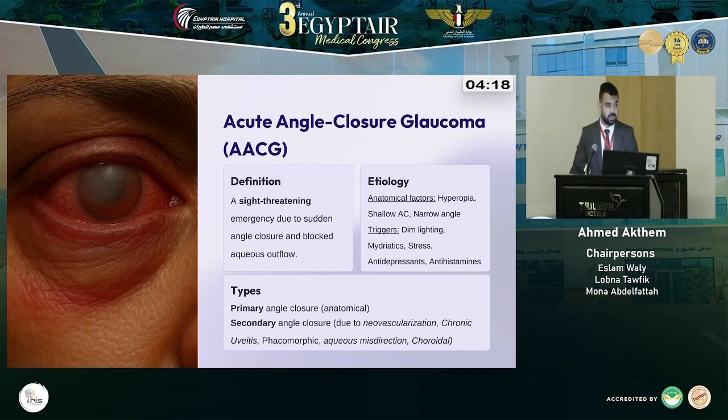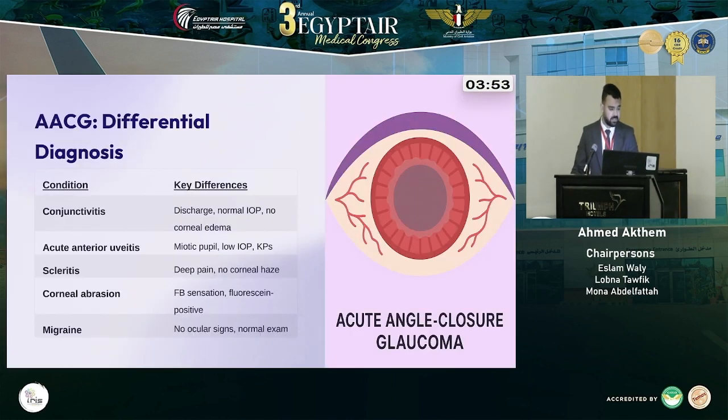Also regarding the types, we have primary and secondary. The primary is because of an anatomical factor. And secondary, the angle is closed due to new vascularization, like the 100-day glaucoma. Also, chronic uveitis can close the trabecular meshwork. The phacomorphic glaucoma, the aqueous misdirection, which is the malignant glaucoma, and also choroidal causes like choroidal effusion, choroidal hemorrhage, and choroidal tumors. So what is the differential diagnosis? We have here conjunctivitis, acute anterior uveitis, scleritis, corneal abrasion, and migraine.